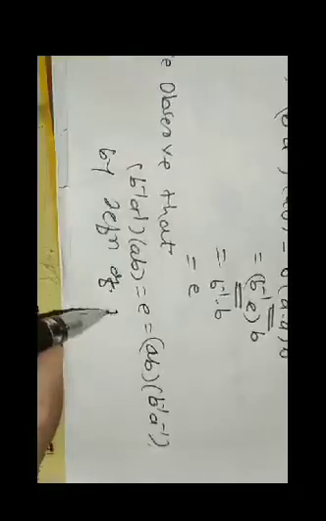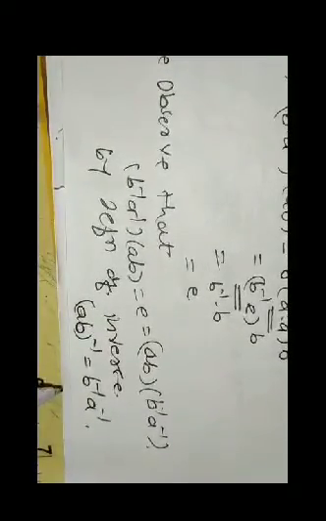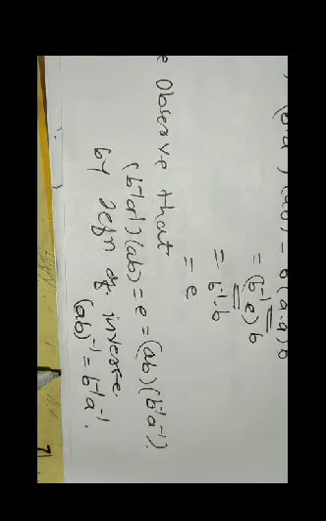So by the definition of inverse, (AB) inverse is nothing but B inverse A inverse. So this is a very simple proof. So the theorem is over.